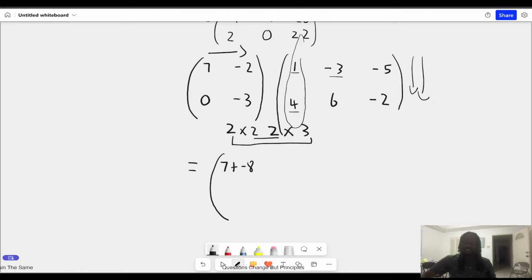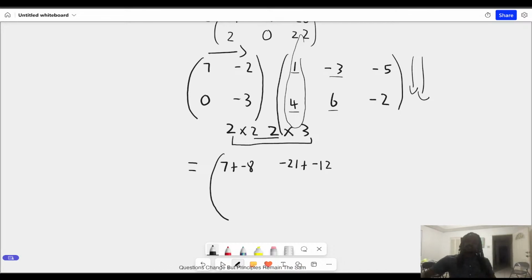So the -3 and the 6. We're still using the same 7 and -2. First number times first number. 7 times -3, -21. Next, second number by second number. Right? So -2 times 6, that is -12.